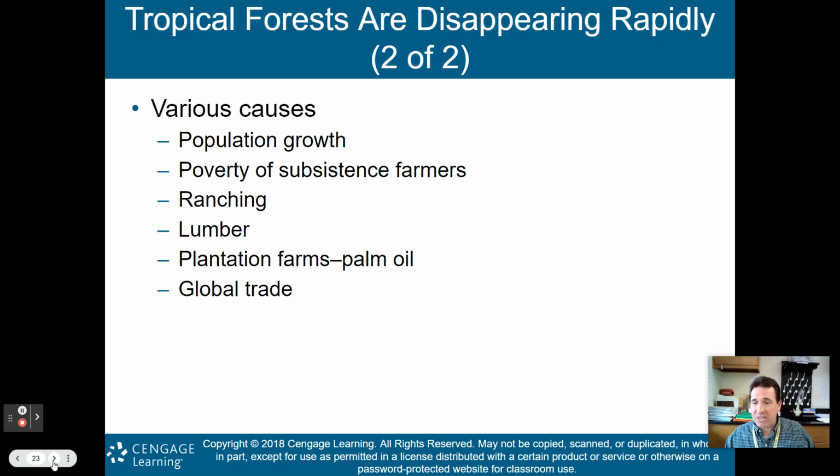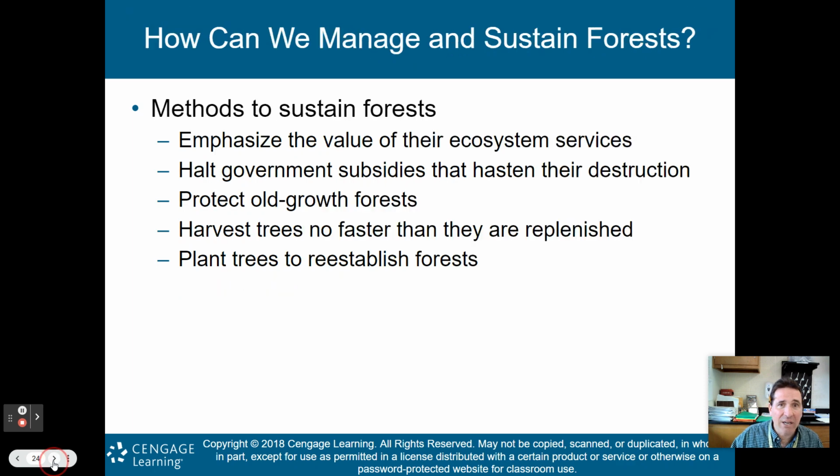Various causes of these tropical forests being removed: population growth, poverty of subsistence farmers, right, trying to get them to have more farmland, ranching, lumber, plantation farms like we just talked about, and global trade. So, how can we manage and sustain forests? Well, there are a couple of methods that we can use. First, we need to emphasize the value of their ecosystem services, right? That was the money, those money values I showed you a couple of slides ago.